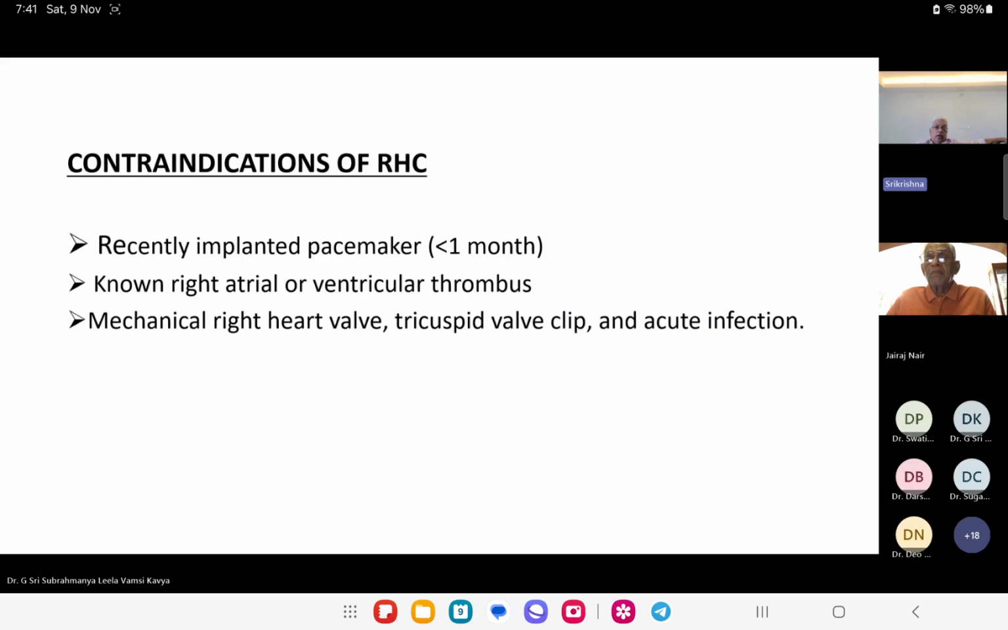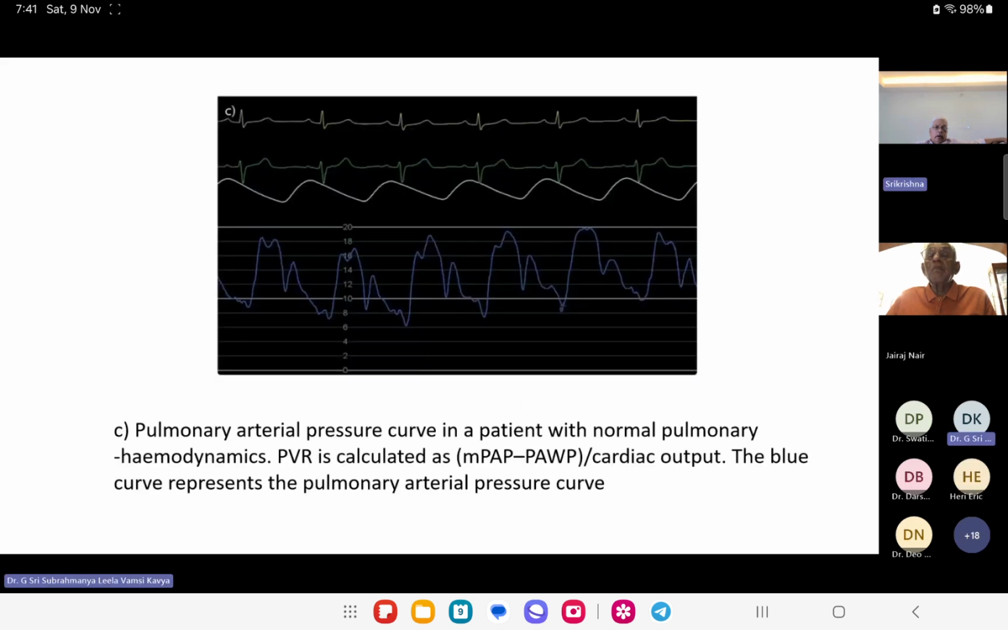I should have tweaked these images. We can hardly see it. I should have increased the brightness or contrast or whatever. Anyway.